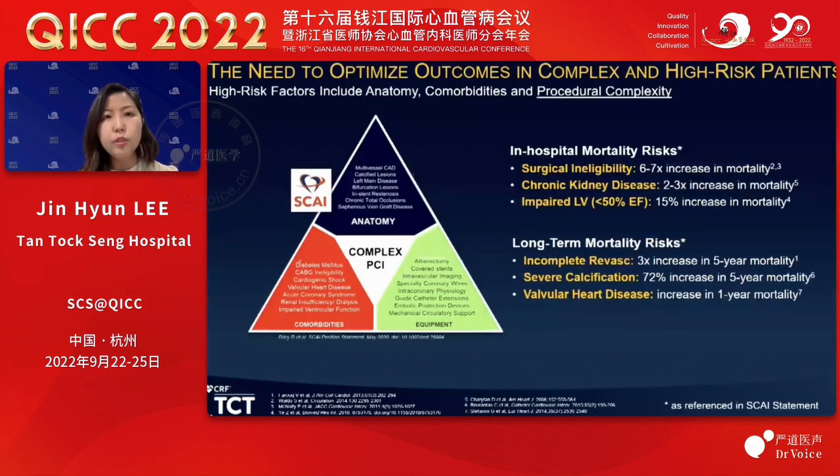So this slide shows that it is very important to assess patients carefully, and these are the factors that ultimately result in increased mortality, such as CKD, impaired LV ejection fraction, valvular disease, and incomplete revascularization. All the more, we should make every effort to optimize this, especially severe calcification, which is difficult to treat and suffers from stent underexpansion. So judicious plaque modification with the use of atherectomy and intravascular imaging is crucial.